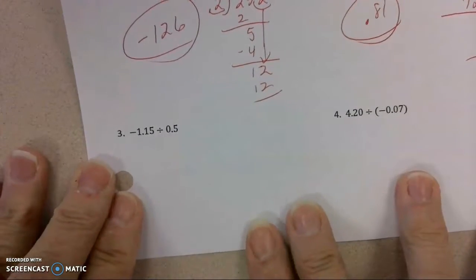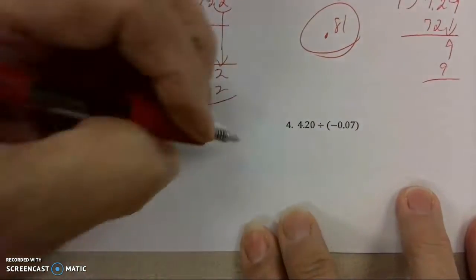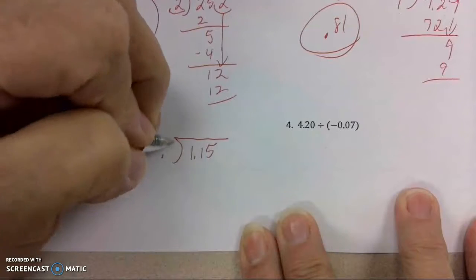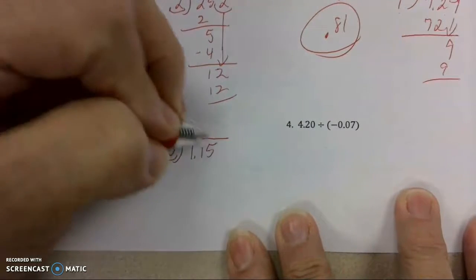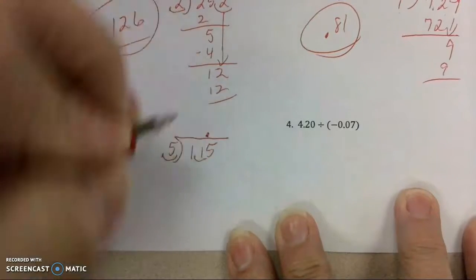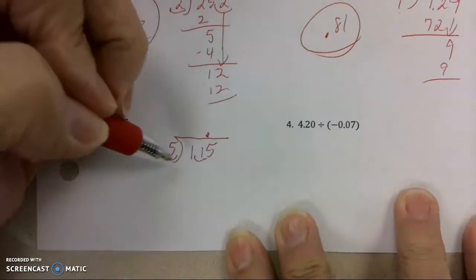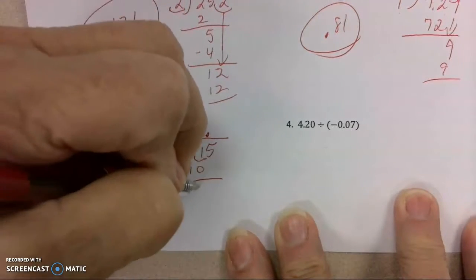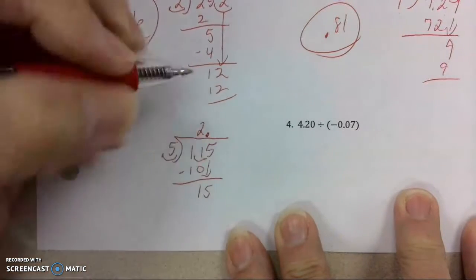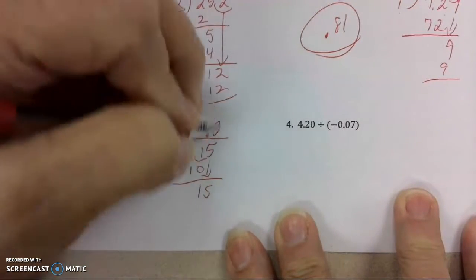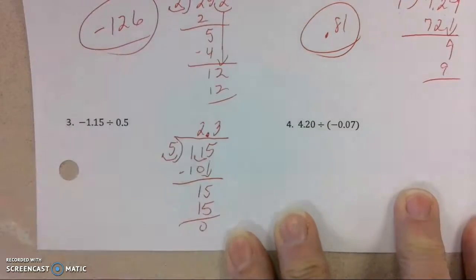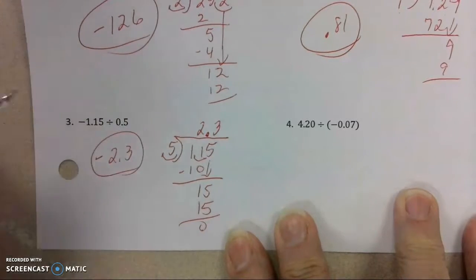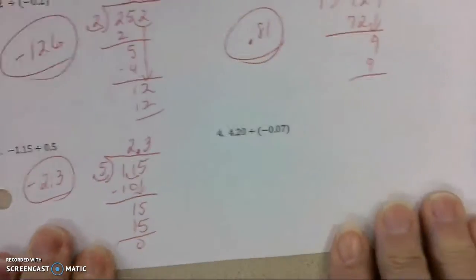Number 3. I already know my answer is going to be negative. Dividend is 1.15. The divisor is 0.5. I'm going to move my decimal point one place, and then put that up there in my quotient. 5 goes into 11 2 times. 2 times 5 is 10. Subtract. Bring down. 5 goes into 15 3 times. And again, my decimal terminated. Negative 2.3. So I'm dividing a negative by a positive.